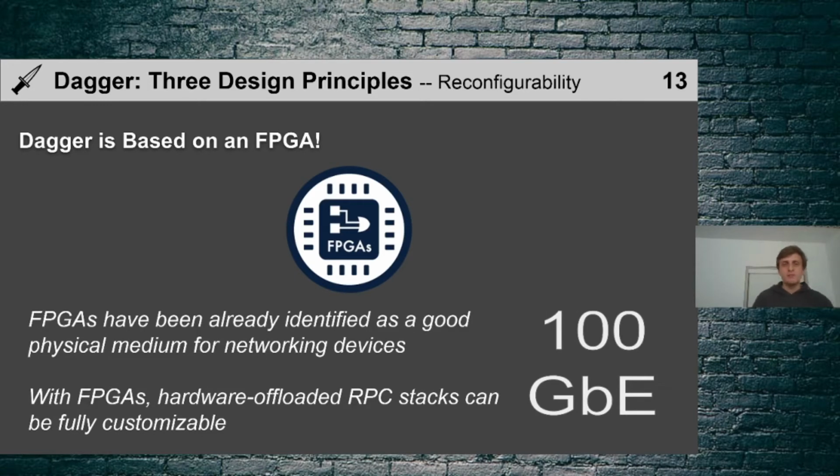FPGAs have already been identified as a good physical medium for networking devices and to accelerate network processing. They can handle large streams of networking data at the line rate for the speeds of 100 gigabits per second and even higher. So with FPGAs, hardware offloaded RPC stacks can actually be fully customizable and practical.